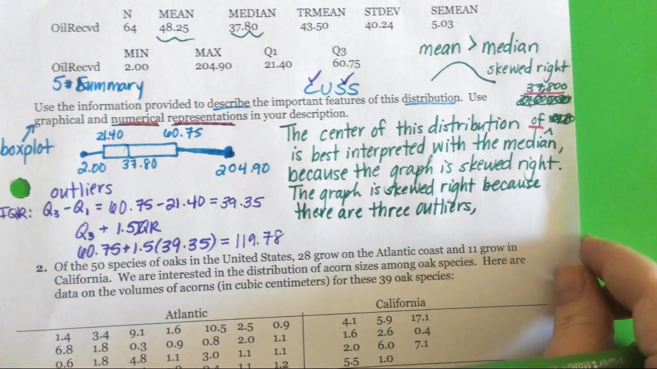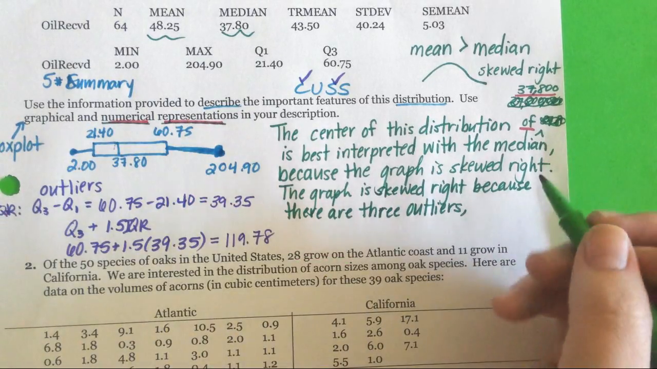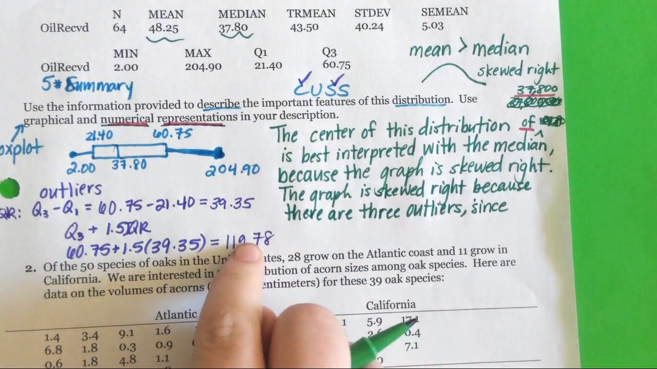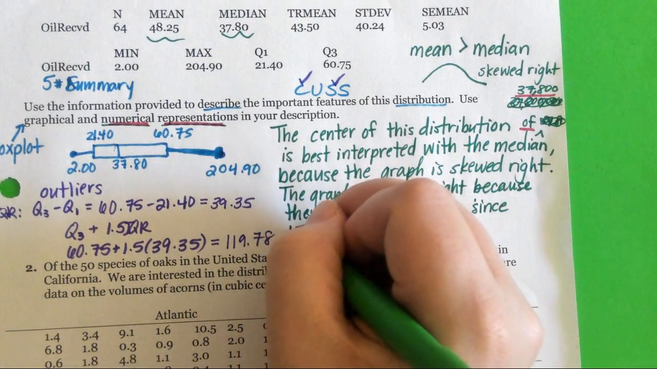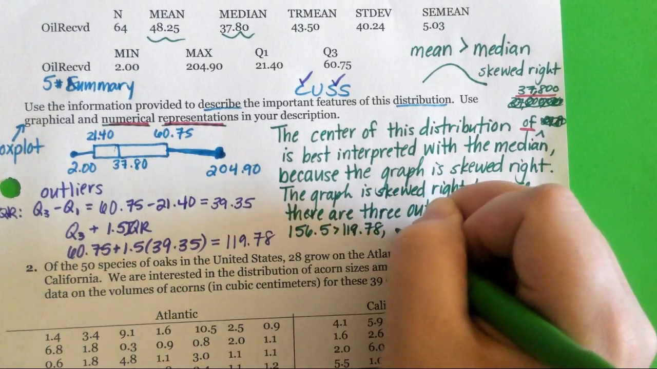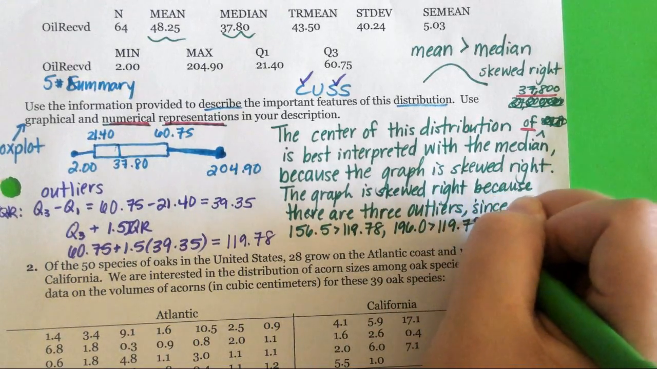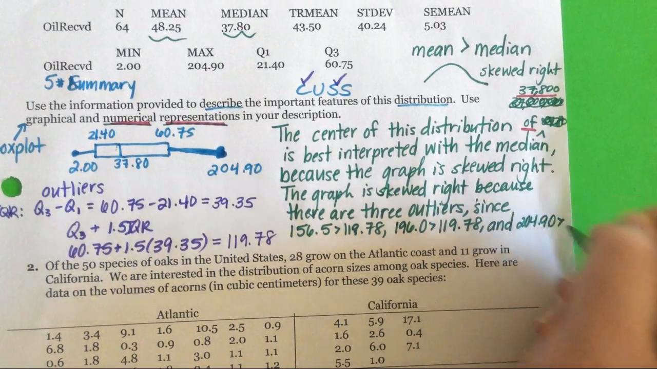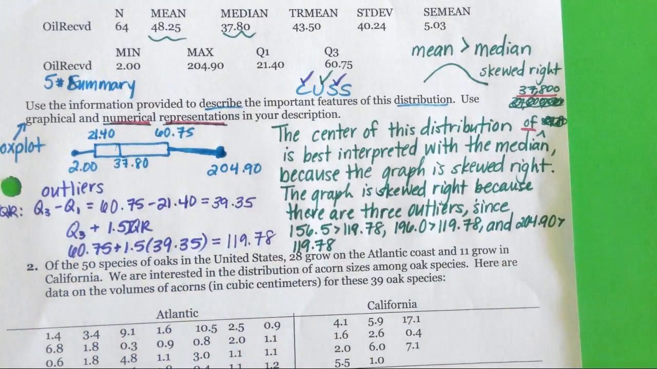Would I normally be this facetious? No, but again, this specific problem said use numerical representation. So in my mind, I want to be very specific. Since, and then I'm going to use that number you and I found, 156.5 is greater than 119.78, and I'm just going to make a list of them all. 196.0 is greater than that number, and obviously clearly 204.9 is greater than 119.78. So we've got our unusual features.